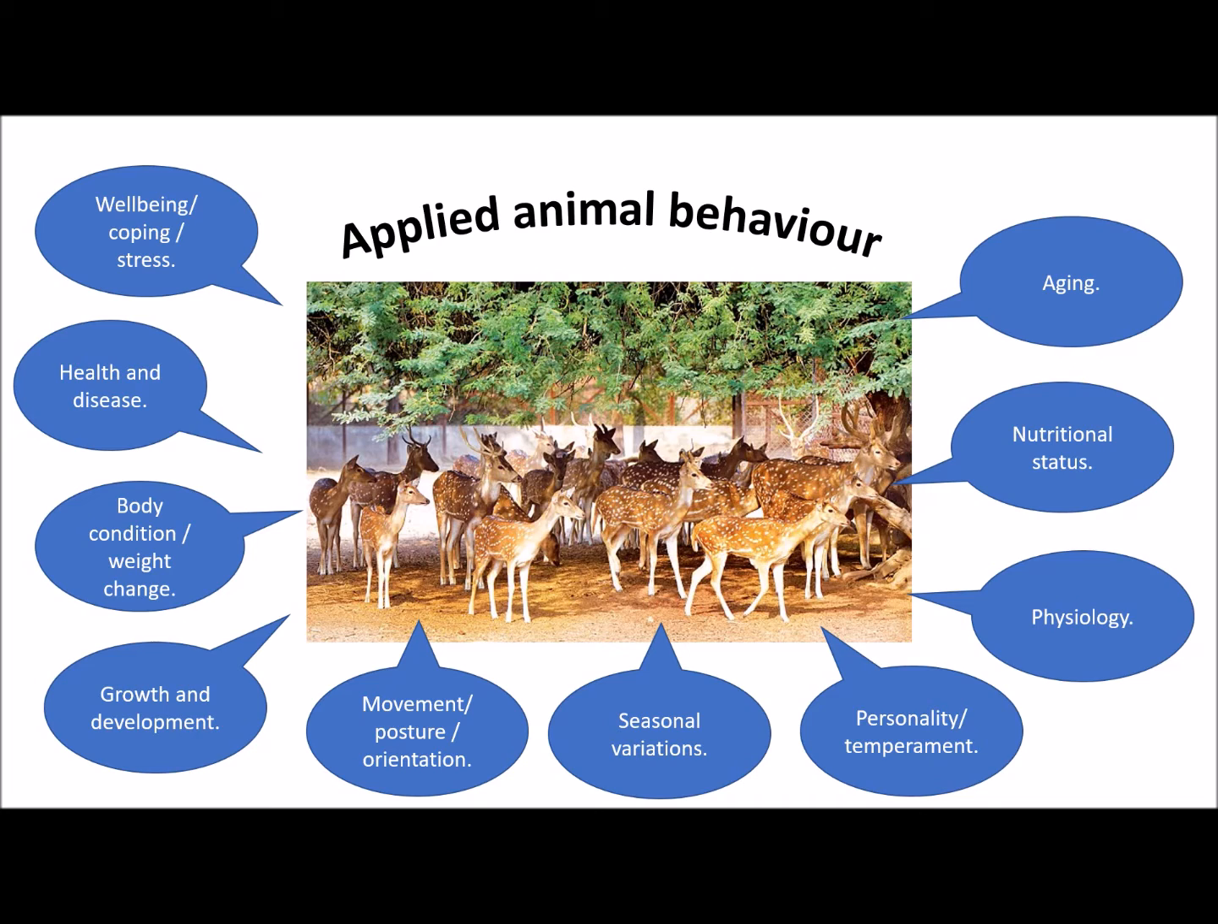And finally, individuals can tell us how they're feeling, how they're thinking, how they're coping, what their well-being is like, based on their movement patterns, posture, and orientation. And we can use these individual signals to get a good idea of what behaviour tells us about the individual's state of mind, its fitness and feelings at a current point in time. This is by no means an exhaustive list, but it gives you some examples of how understanding what behaviour is and how to measure it can be useful to applied situations.